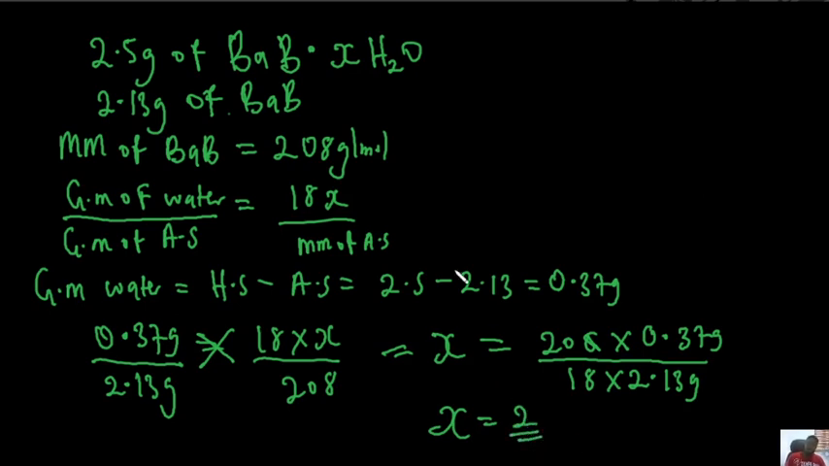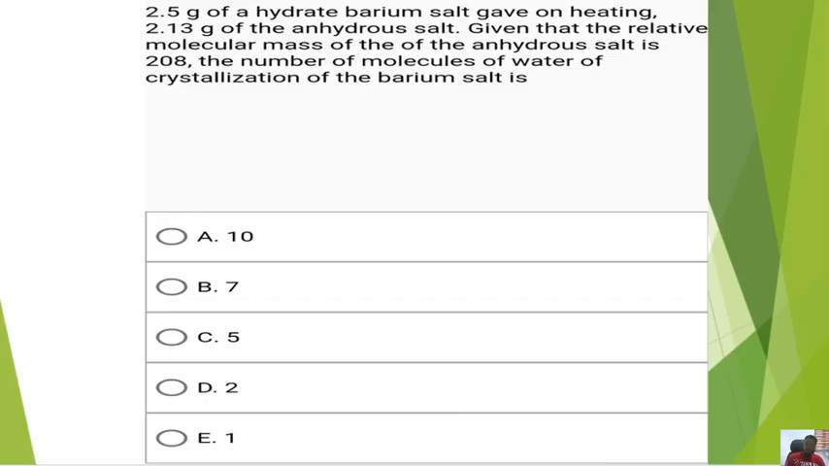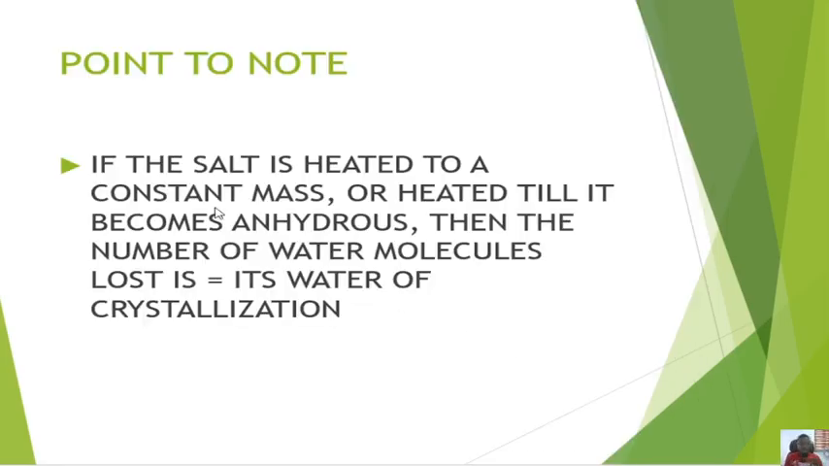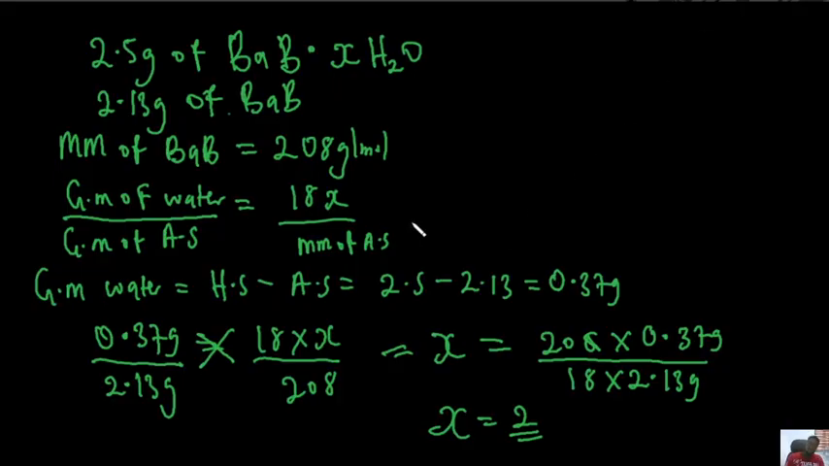Which means, because it was heated to a constant mass, as we noticed, we said that if the salt is heated to a constant mass, or heated till it becomes anhydrous, then whatever number of water molecules is lost is equivalent to the water of crystallization. Remember, this formula is to find the number of water molecules lost, which is X. But if you are able to find the number of water molecules lost and it was heated to a constant mass, it means that the water molecule loss is the same thing as its water of crystallization. Hence, we have that the answer is 2.